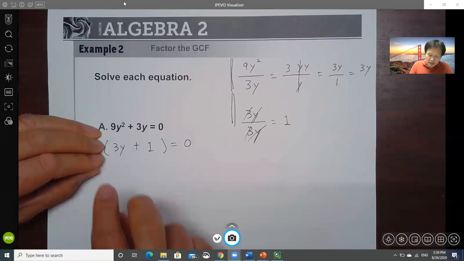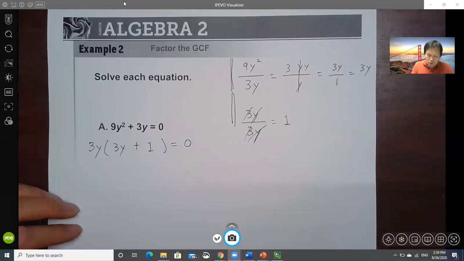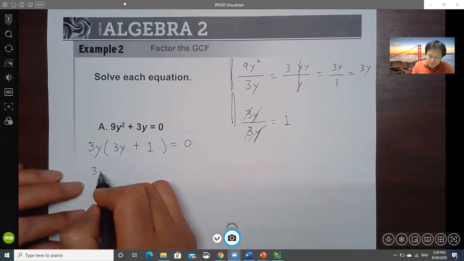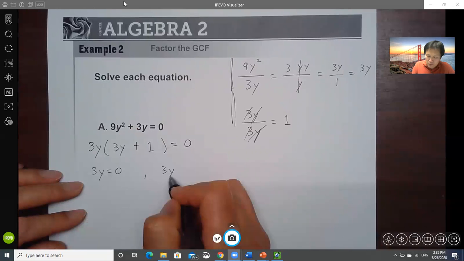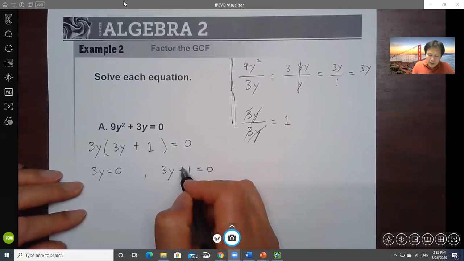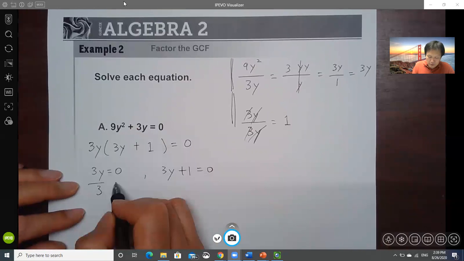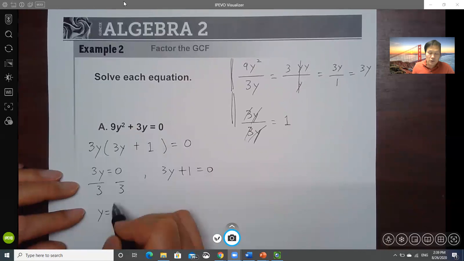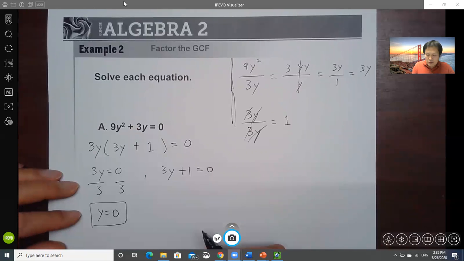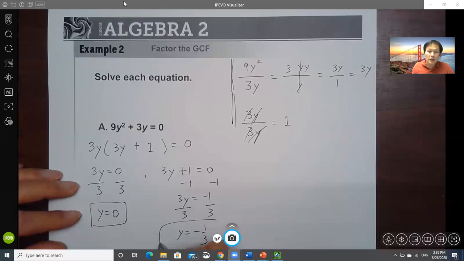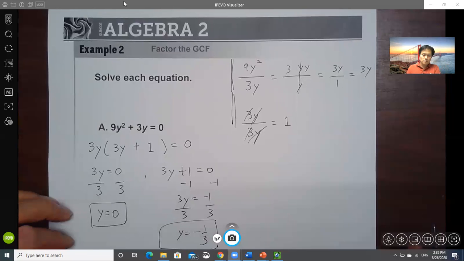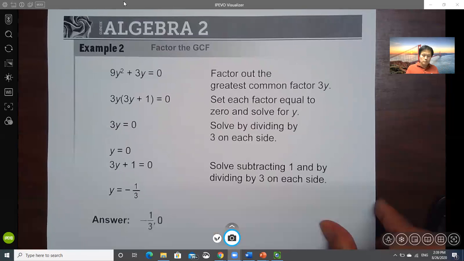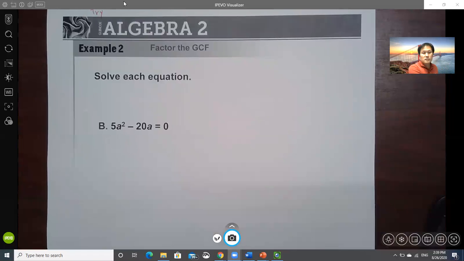This times this equal to 0. So 3y equal to 0, 3y plus 1 equal to 0. Solve for y. Divide by 3, divide by 3, 0 over 3 is still 0. Minus 1, divide by 3, divide by 3, y equal to minus 1/3. We got two answers. Please pause the video, you try.